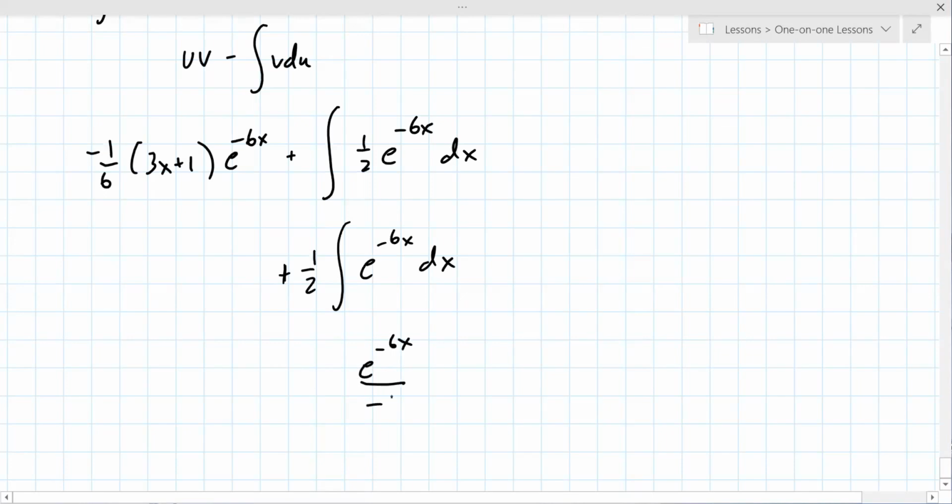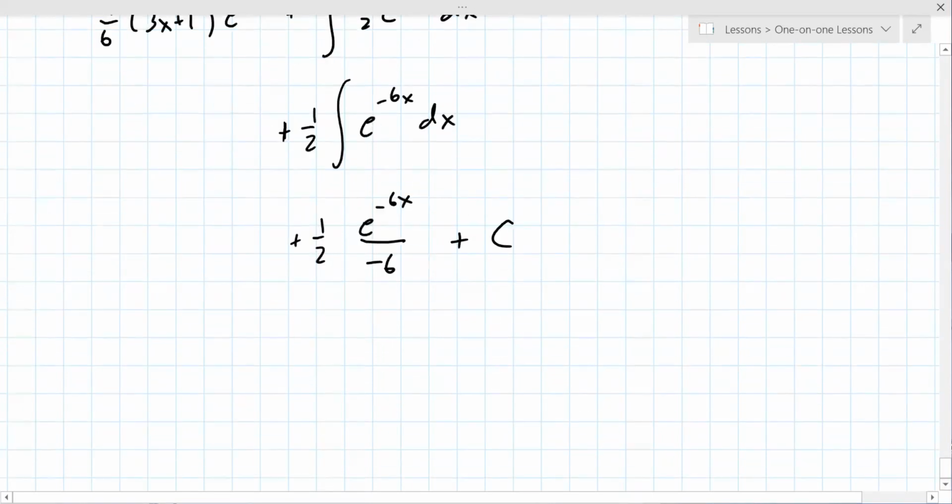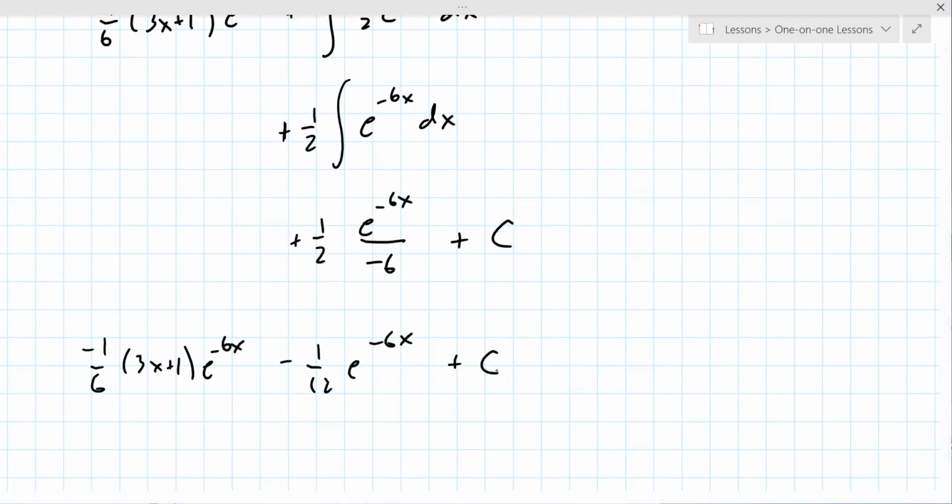Okay, so then I got negative 1/6 times 3x plus 1 e to the negative 6x minus 1/12 e to the negative 6x plus c. Perfect. Yeah, if you get that on the test, just check your signs, and it'll have this form. If it's like this question or like the previous one, it'll have this form. They'll both be negative.